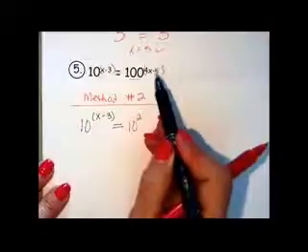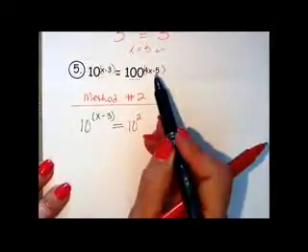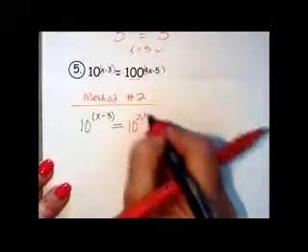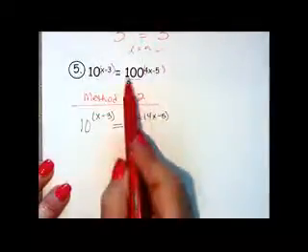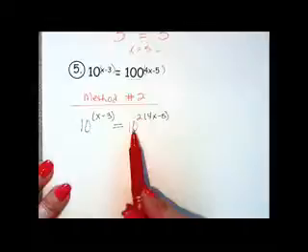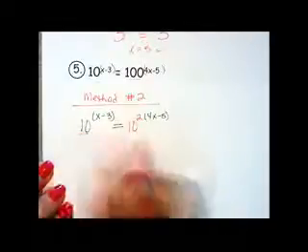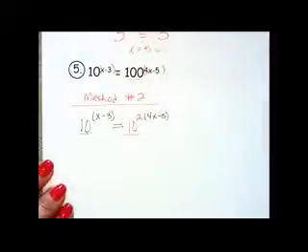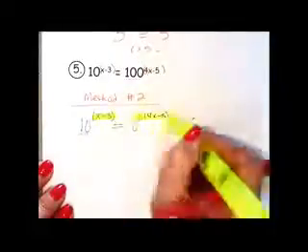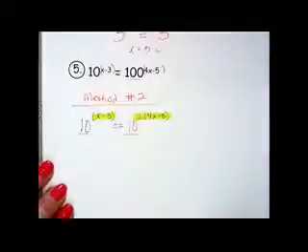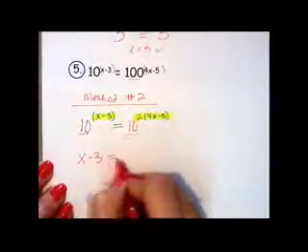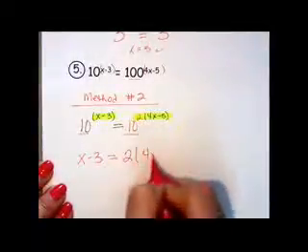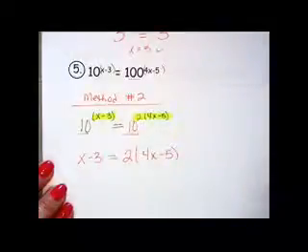However, we don't forget about this. That is still 4x minus 5. It's still in my exponent. All I did was replace 100 with 10 squared. Now my bases are the same, so that means the exponents have to also be the same. So that means that x minus 3 has to equal 2 times 4x minus 5.